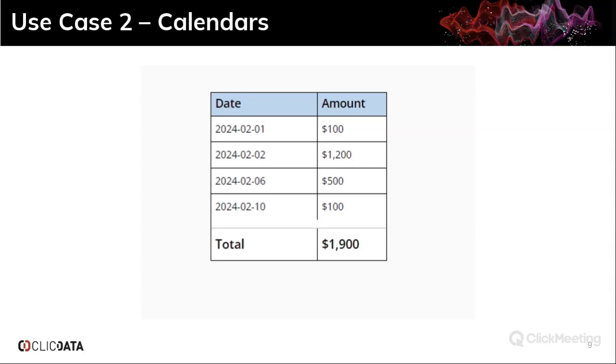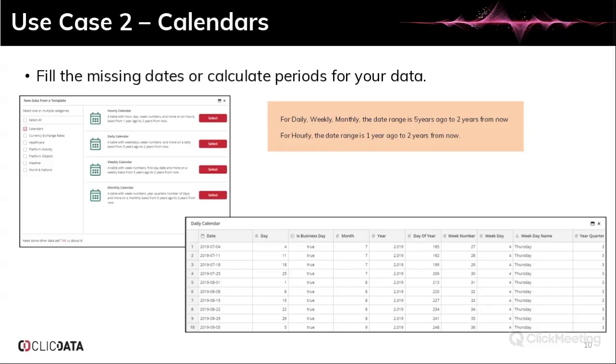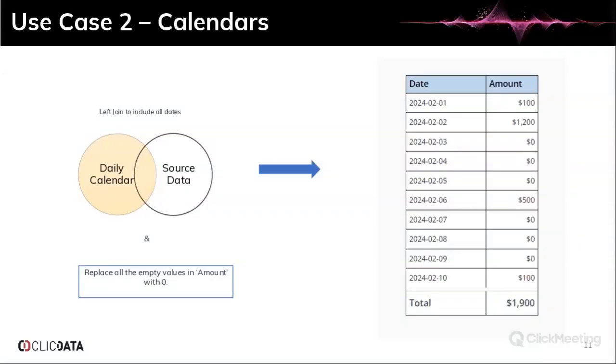But from a dashboard standpoint, if you want to make it a little more presentable, a little cleaner, by having all the dates in the column, that's where you can use calendars. So calendars data templates, we have options like hourly, daily, weekly, and monthly. In this current example, I'm taking a daily calendar that can give you every day's date in table form, and you can use that daily calendar to create a join.